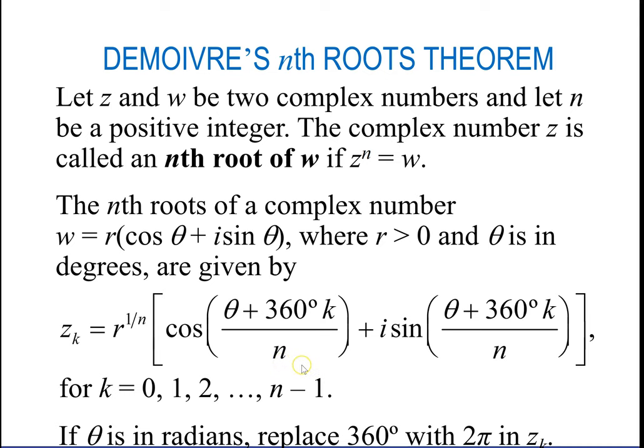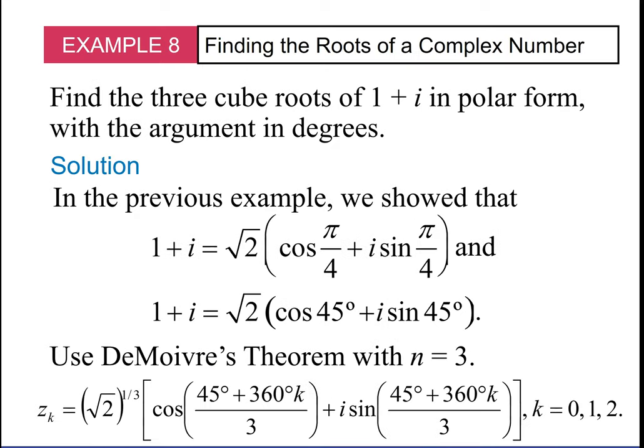All right, let's take a look at it kind of quickly here. This is example number 8 from the textbook itself. It says find the 3 cube roots. So we're going to take the cube root of 1 plus i. So there's your rectangular form. We want to put it into polar form first. And if we do that, depending on which way you want to do it, degrees or radians, it's sometimes a lot easier to work in degrees than radians. That's why they do it here. You're going to get the same answers both ways anyway, so it really doesn't matter.